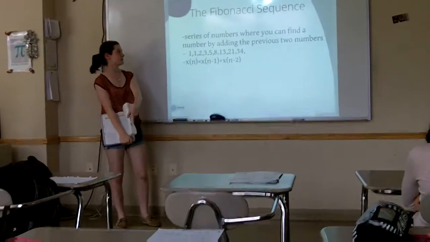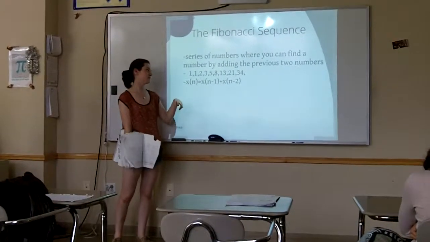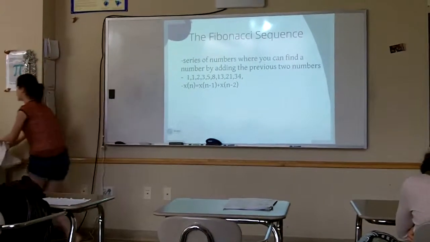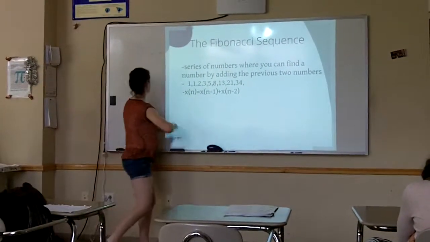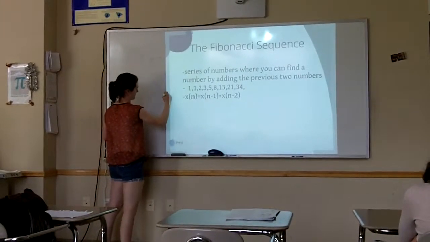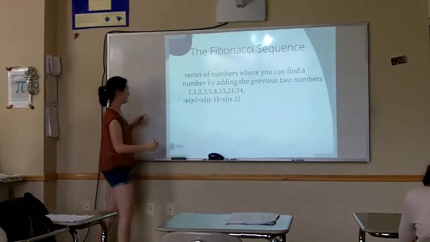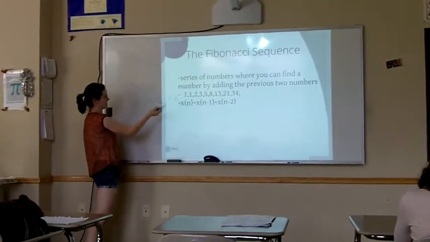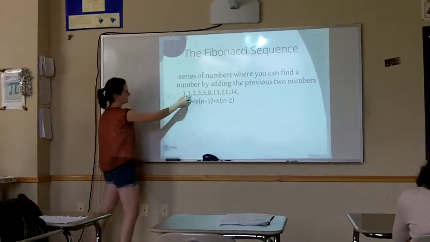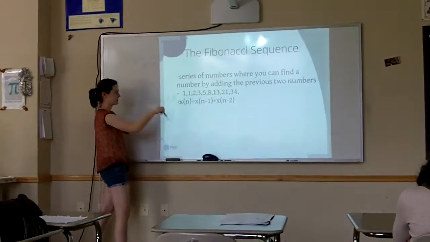So the sequence itself is a series of numbers where you can find a number by adding the previous two numbers, and the equation for it is, I'm going to write it out because we don't want to do subscripts, F(n) = F(n-1) + F(n-2). So if you have, for example, looking for 5, the fifth number in the sequence, you take the fourth number and the third number, add them together to get the fifth number.